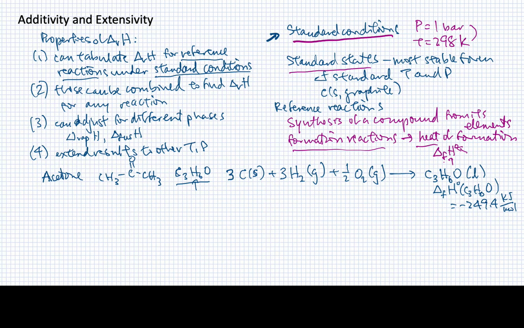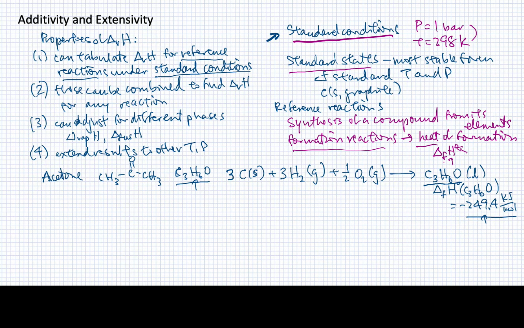So that means for every 1 mole of acetone that I would produce from this sort of reaction, this would be the enthalpy change, negative 249.4 kilojoules per mole. If, for example, I don't like having just a half mole of oxygen molecules and want to have a whole mole, then I would be creating 2 moles of acetone, and I would have to double this because delta H is an extensive property.